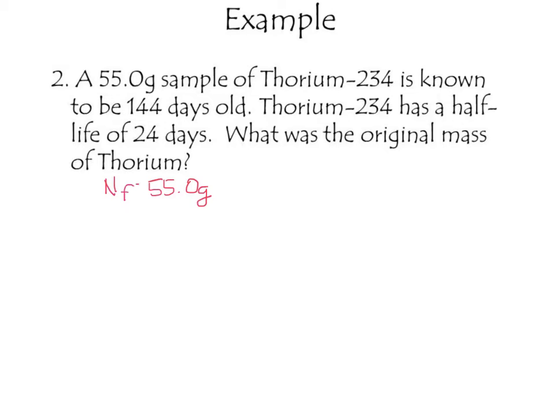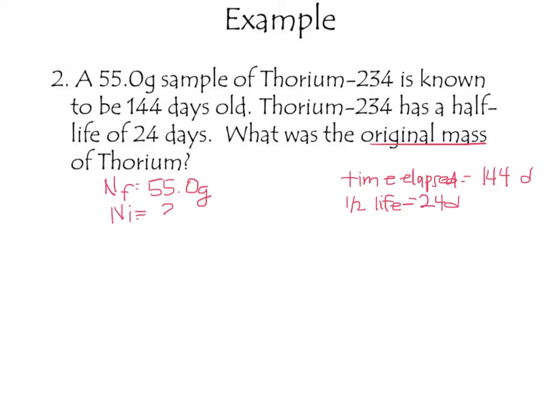We also know how old it is, so we know the time elapsed, which is 144 days. I'm just going to abbreviate that to D. It also tells us our half-life, which is 24 days. That's all that's given to us. Now we know what we're looking for. It says the original mass, so our initial mass.